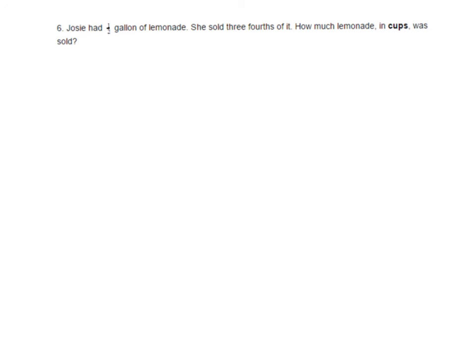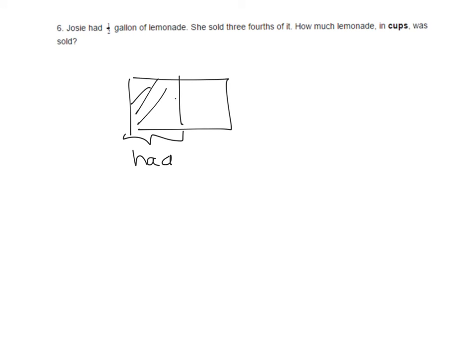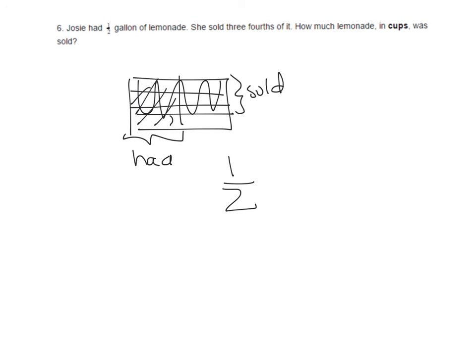Josie had a half-gallon of lemonade. She sold 3/4 of it. How much lemonade in cups was sold? So I'm going to draw to show that this is what she had. She sold 3/4 of it. So I'm going to split it into fourths. Okay. This is what she sold. So I have to do 1/2. So 3/4 of 1/2, or 1/2 times 3/4, or 3/4 times 1/2, is 3/8.